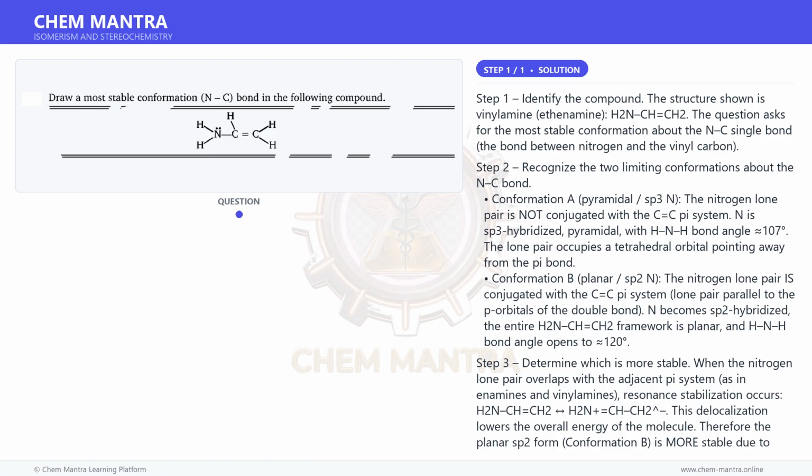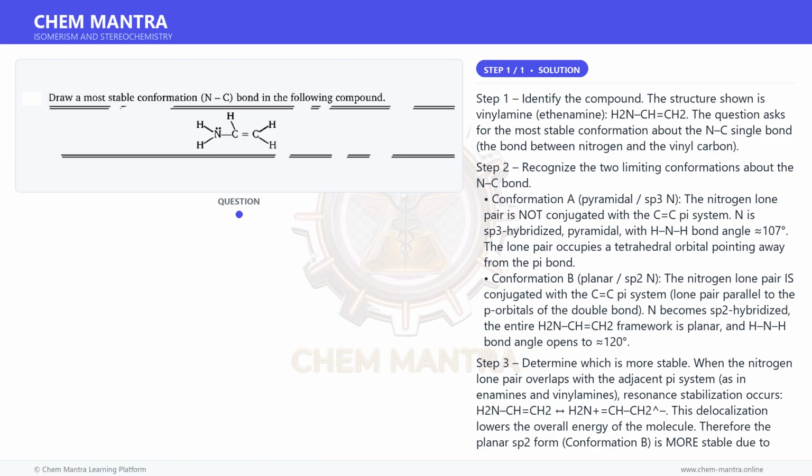Conformation B. Planar sp2. The nitrogen lone pair is conjugated with the C=C pi system, with the lone pair parallel to the p orbitals of the double bond. N becomes sp2 hybridized. The entire H2N-CH=CH2 framework is planar, and the H-N-H bond angle opens to 120 degrees. Step 3. Determine which is more stable.